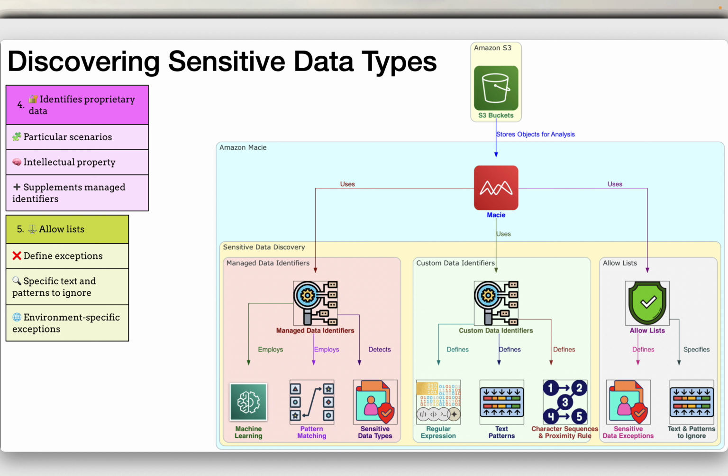To fine-tune the analysis, you can use an allow list to define specific text and text patterns that you want Macie to ignore in S3 objects, typically representing sensitive data exceptions for your particular scenarios or environment, such as public representative names, public phone numbers, or sample data used for testing. So you can have an allow list also. So you can ignore text patterns or text.